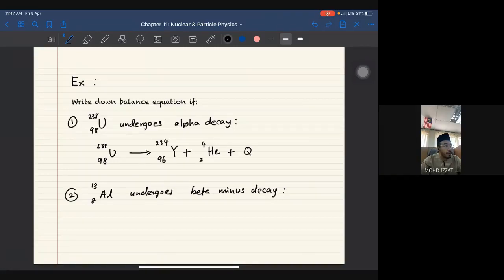So, I always double check lah. 90 plus 2 is 92. 234 plus 4 is 238. So, markah ni biasa dalam 2. Pemeriksa dia akan tengok 2 benda je. This one, tally ke tak, and ada tak Q tu. Tu je. That's for example number 1. What if for example number 2?